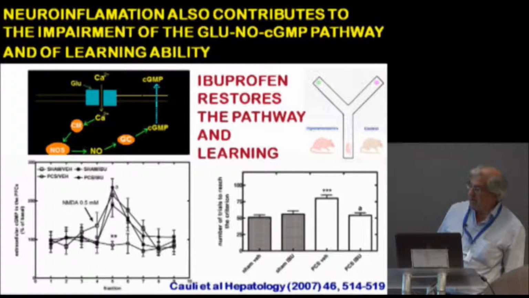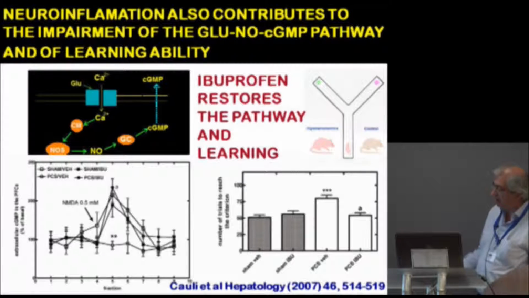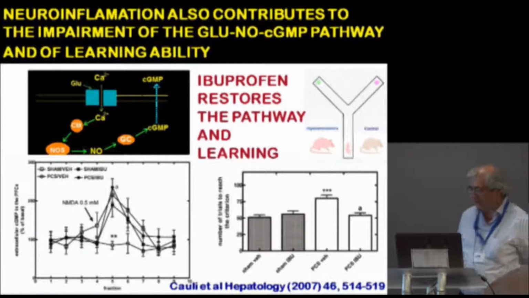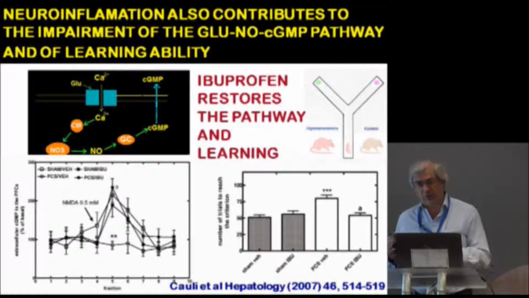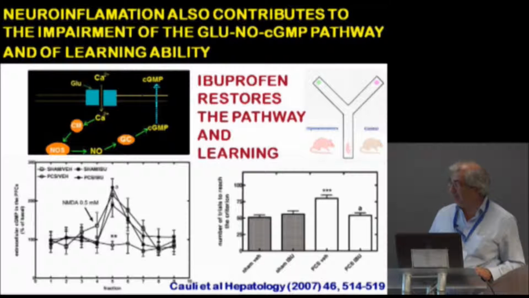As you can see here, rats with portacaval shunt have impaired function of the pathway, and if we treat them with ibuprofen, this restores the function of the pathway. The increase in cyclic GMP is recovered. And this also restores the ability to learn the Y-maze task. Rats with portacaval shunt need more trials than control, and if we treat them with ibuprofen, this restores the function of the pathway. Therefore, neuroinflammation also leads to impairment of the function of the pathway and of learning ability.